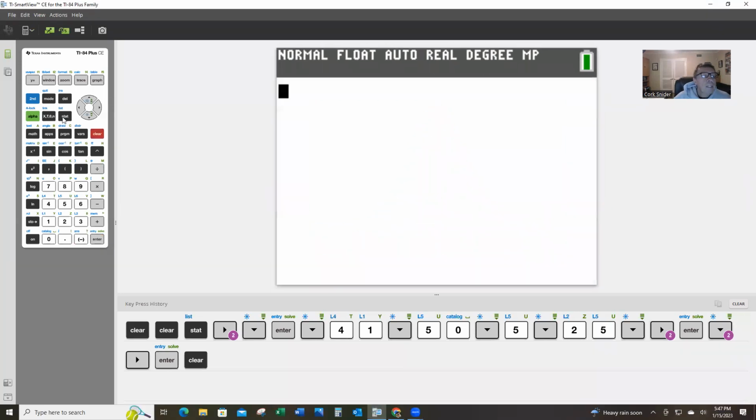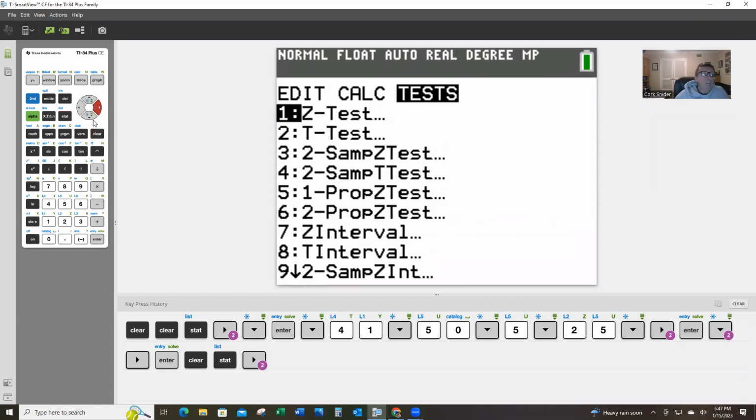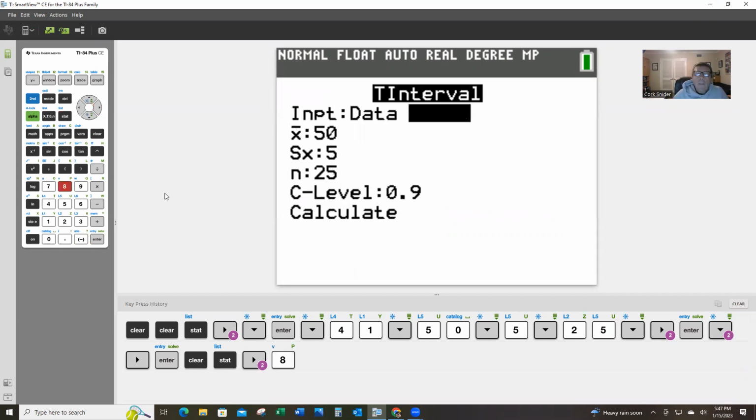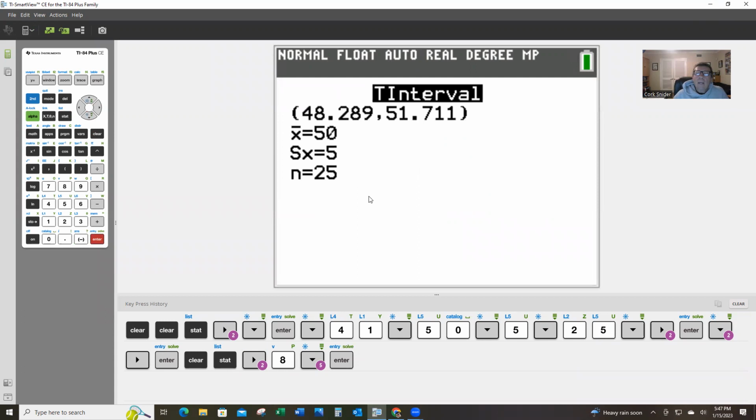you're going to go Stat, Tests, and then you're going to go to T Interval, which in mine is number 8, okay? And it's already laid out in there. And look, it has a 90% interval already for me, and boom, boom, boom, hit calculate, and you should get an interval between 48 and 52.